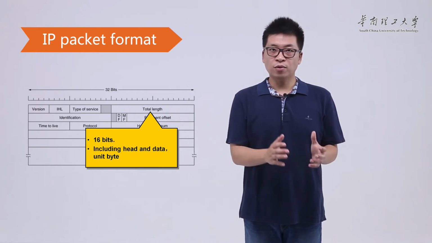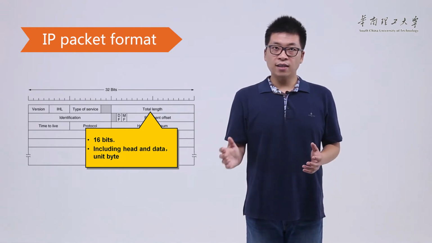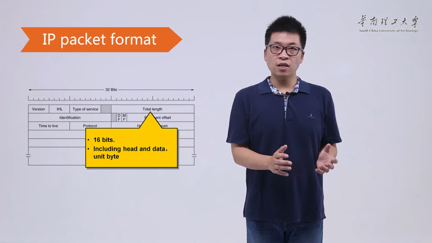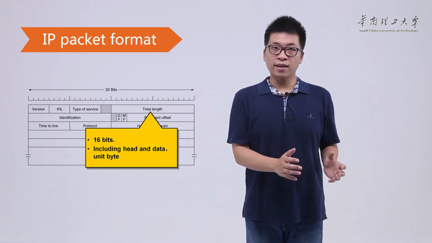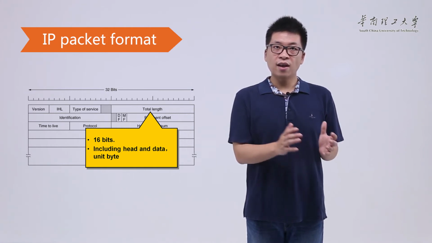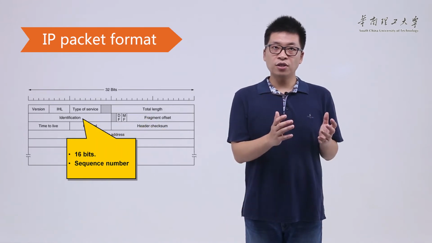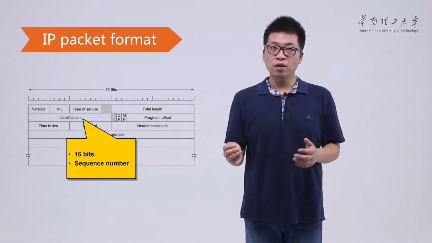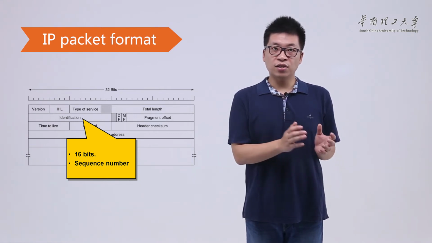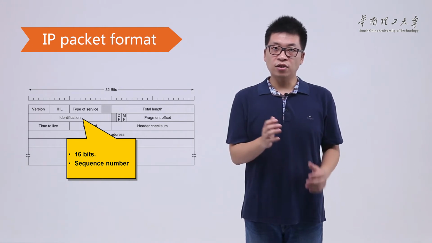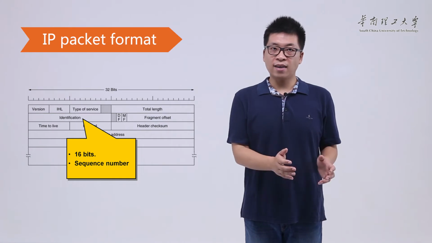Then comes the field of total length. As the name indicates, this 16-bit field specifies the total length of the packet, including the header and data, in units of bytes. The first field in the second row is called identification. It takes 16 bits. It is actually the sequence number for identifying the packet.